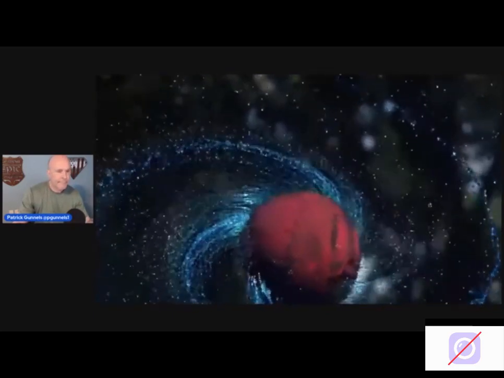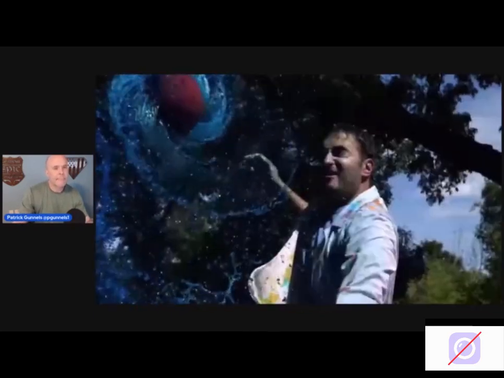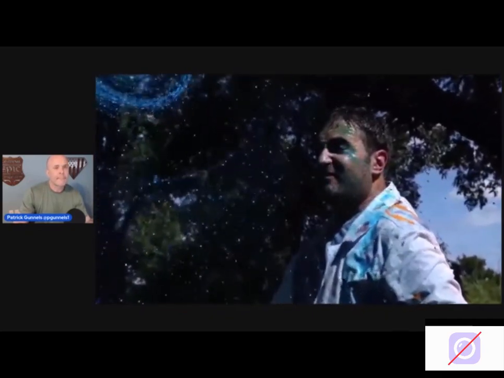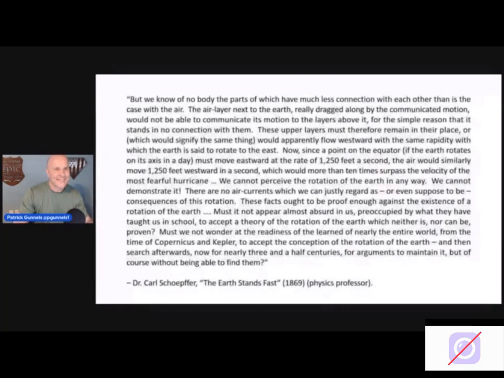If the Earth did spin as claimed by the globe model, this would result in a 1,000 mile per hour westerly wind, making life impossible. According to Dr. Carl Schofer, but we know of no body the parts of which have much less connection with each other than is the case with the air. The air layer next to the Earth, really dragged along by the communicated motion, would not be able to communicate its motion to the layers above it, for the simple reason that it stands in no connection with them.